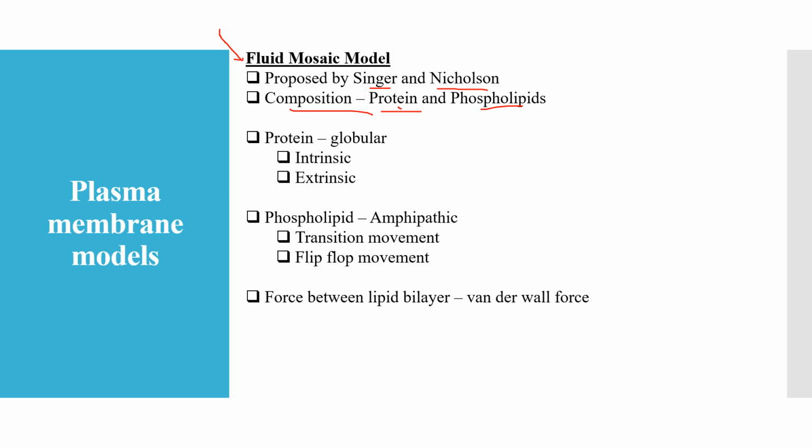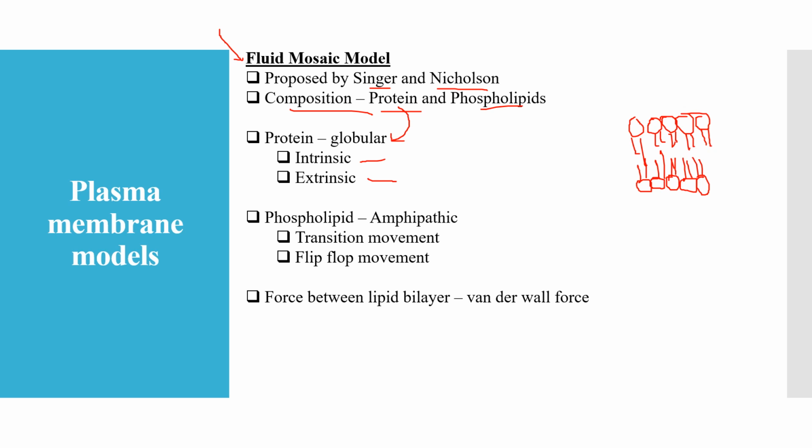If we talk about protein, protein is globular, meaning protein is round in shape, and two types of protein molecules are present: intrinsic protein and extrinsic protein. Extrinsic protein is on the outer side and is loosely arranged. Here the lipid bilayer is present. So this is the lipid bilayer.